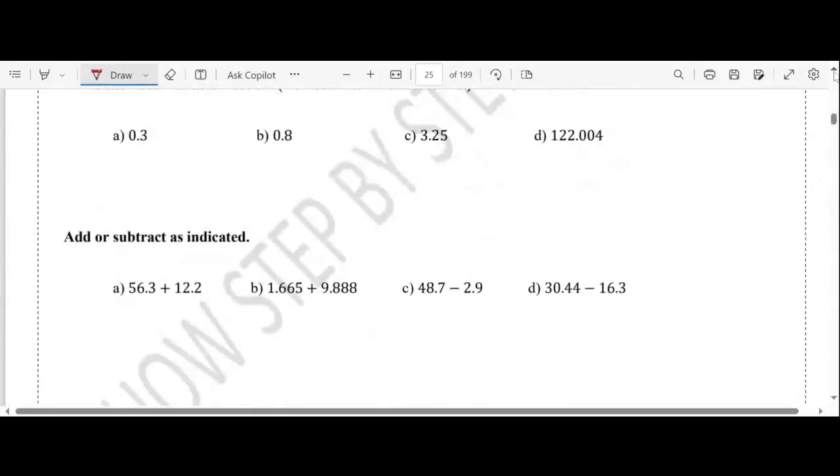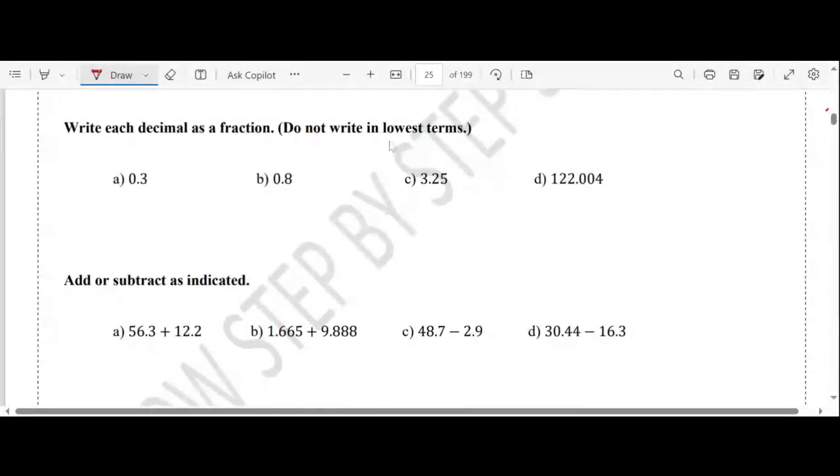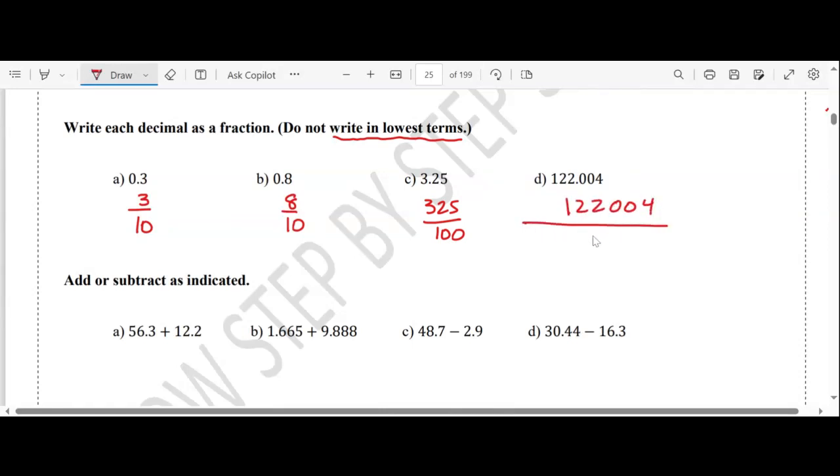Write a decimal as a fraction. Do not write in lowest terms. So this one is what? 3 over 10. What about this? 8 over 10. This one? Over 100. This one? Over 1000. How do I know? I count the decimal places here. 1, 2, 3. So how many zeros? 3 zeros. Here how many zeros? 1, 2. Is this clear?